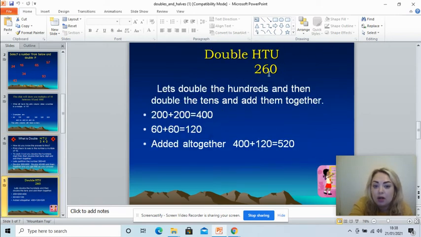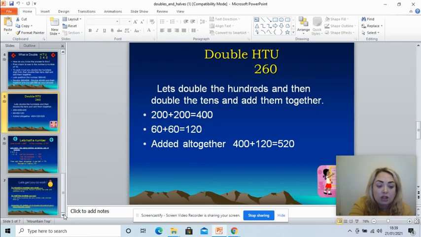Let's try it with 260. So it is a multiple of 10. It's got a 0 at the end. Then we need to partition our numbers. So 260, it would be 200 in the hundreds, 60 in the tens, 0 in the units. Double 200 is 400. Double 60 is 120. If you were going to do your smile multiplication, you could have just added the 0 and then 0 in our units column. So add them all together, it would be 400 and 120 is 520.